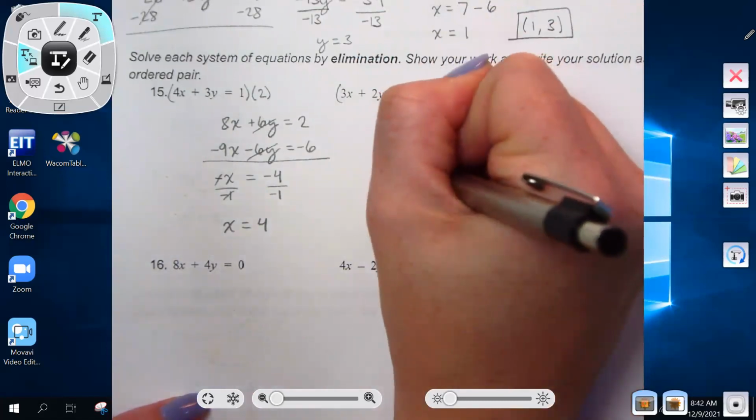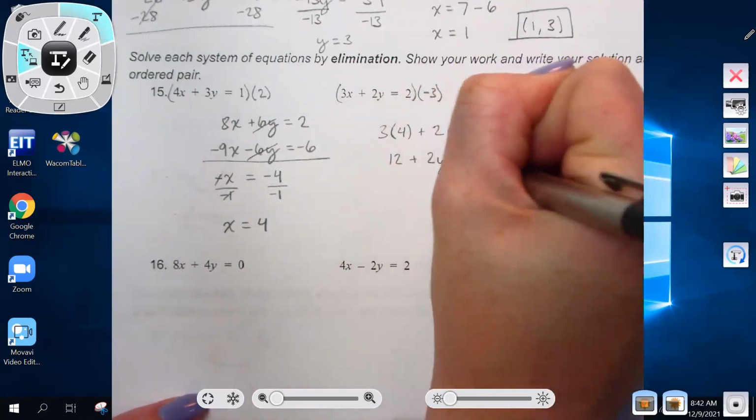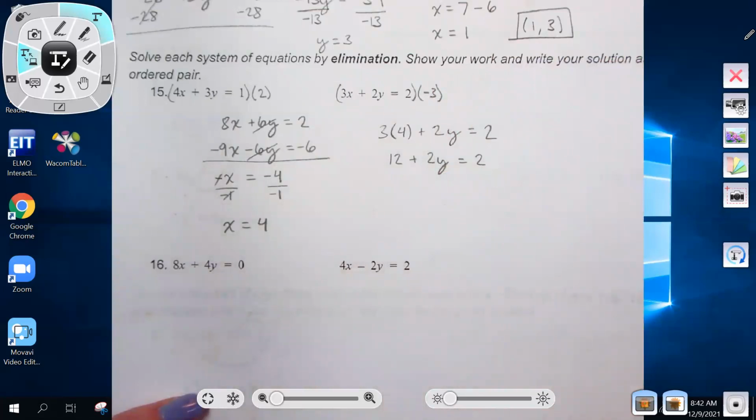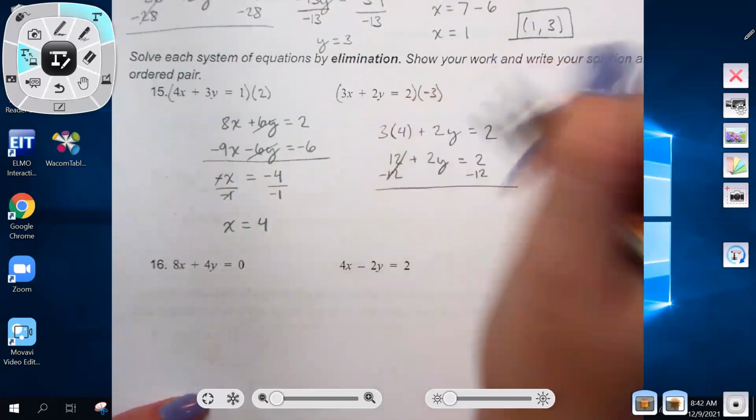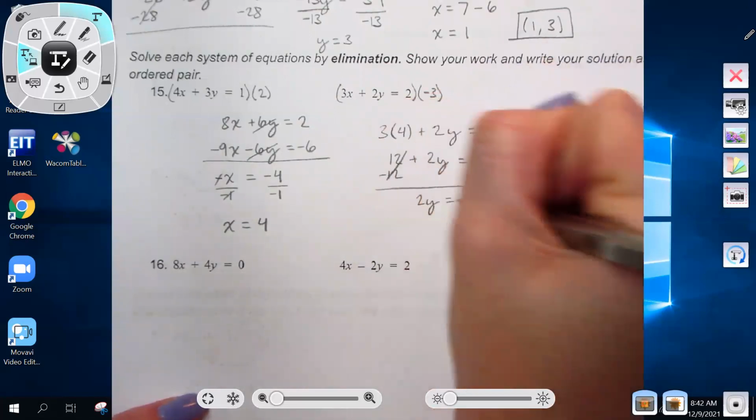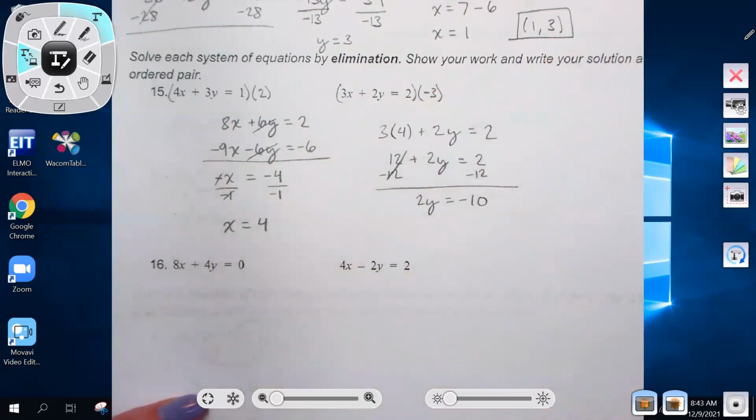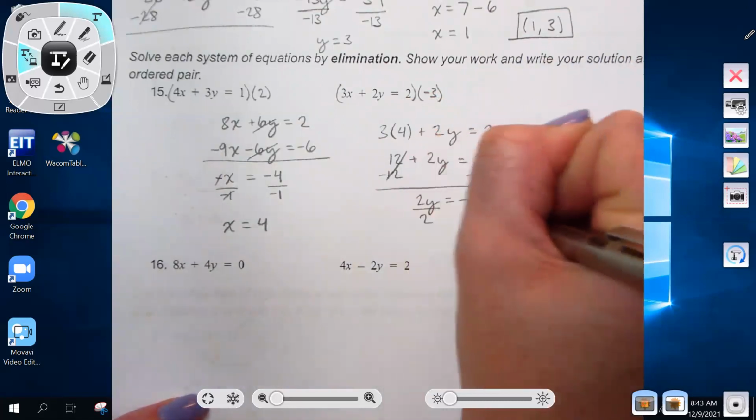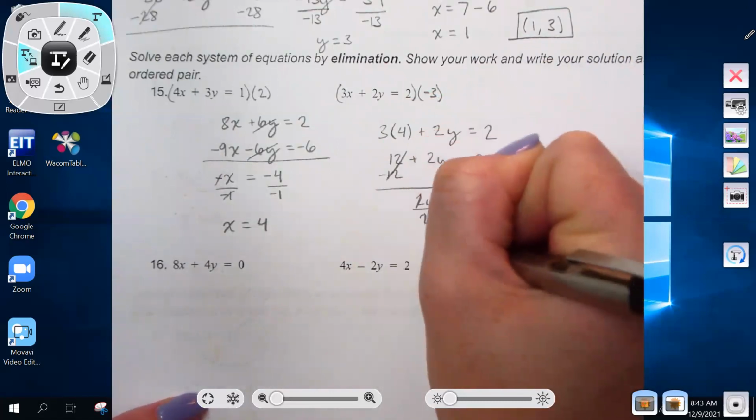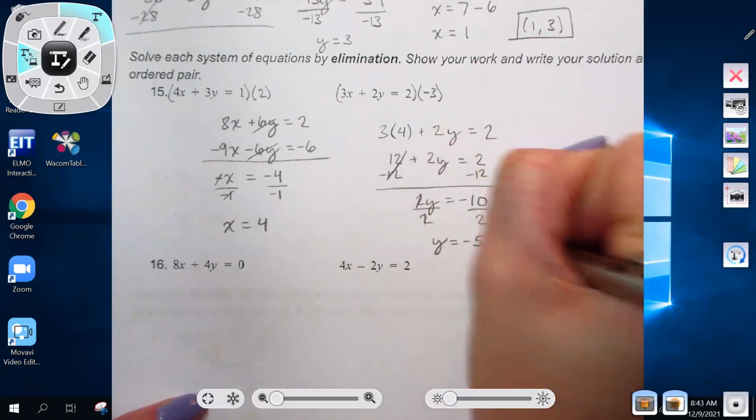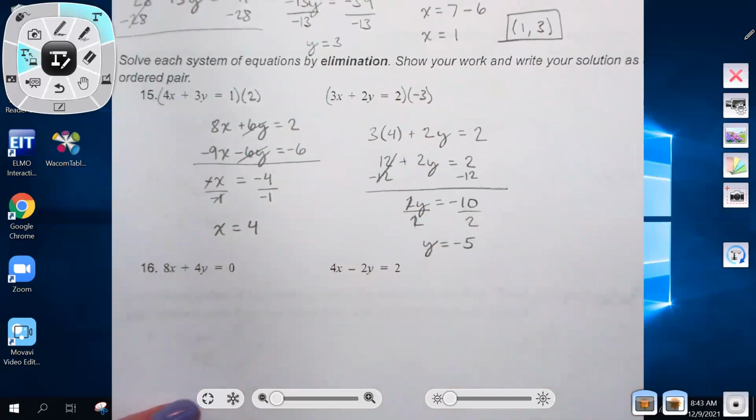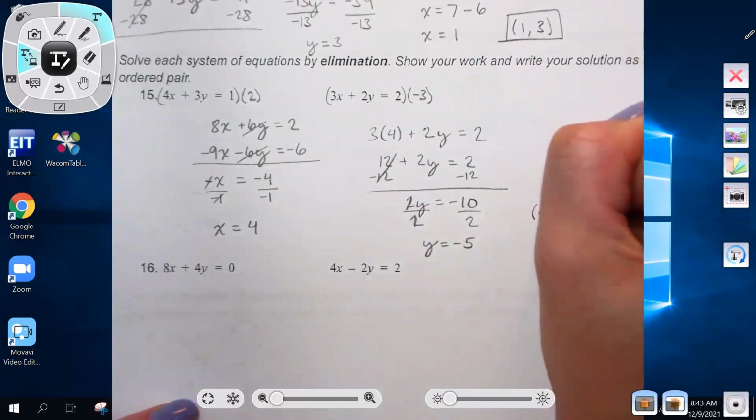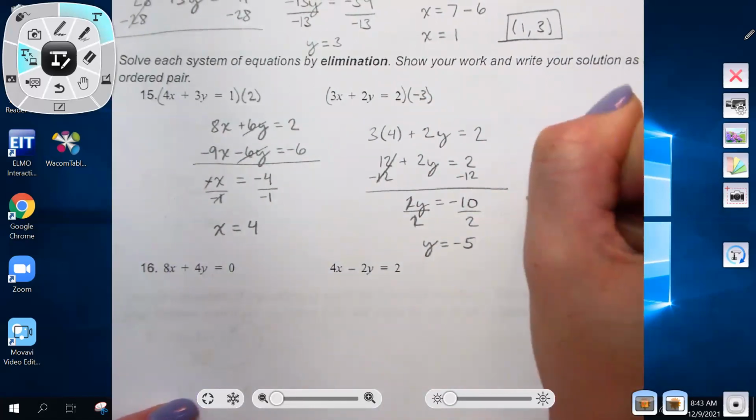3 times 4 is 12. Subtract 12 from both sides. So now I'm solving for y. We get 2y equals -10. Divide both sides by 2 to get the y by itself. Get y equals -5. So the solution on number 15 is (4, -5).